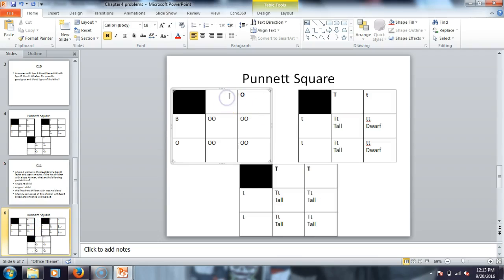So dad is O. She is A. But we don't know if she's AO or AA, right? So there's the two possibilities. So we could have this, right? Because dad gives O's. Mom could give O's, but mom had to give her the A, right? That's where she got her A. Everyone agrees about that? Okay.